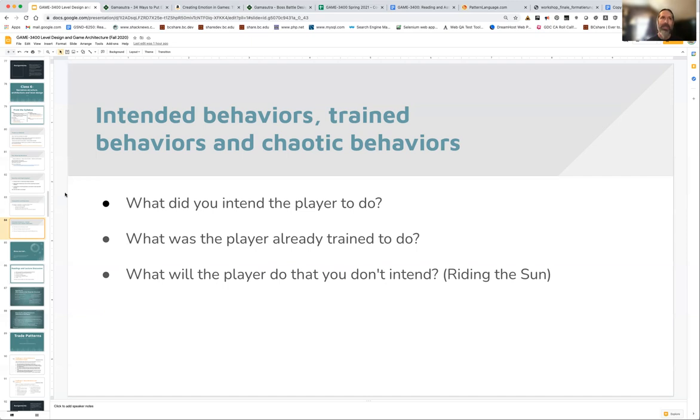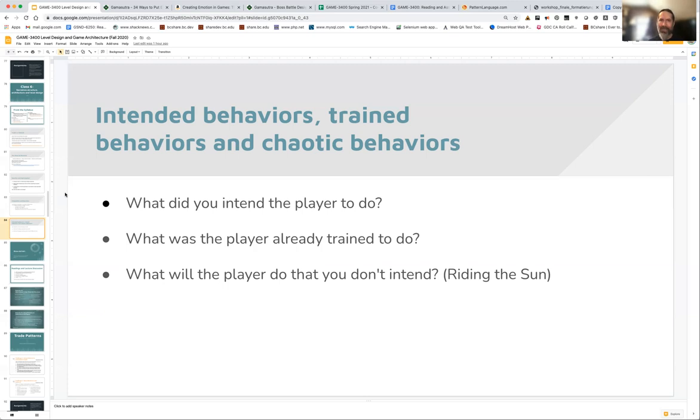So you might see somebody who has played a lot of Zelda games come into the inn in your fantasy RPG where you intend for them to talk to the NPC and learn a piece of information. They come into the inn, see that there are some pots around, and run around breaking the pots, ignoring what's going on in your dialogue, because their trained behavior is, I should break pots to see if there's stuff in them for me.